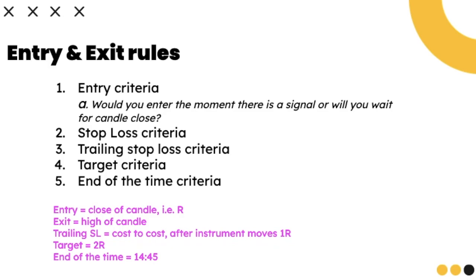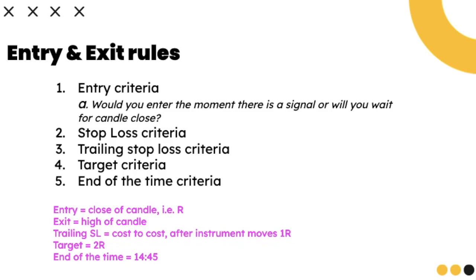Let us say you have entered at a price and the price has moved in your favor, in your direction, by 1R. Once it hits 1R, we are going to trail ourselves from minus R to 0, which means you're not going to take any loss once the price moves in your favor by 1R. Now the target is 2R. Since your stop loss is R, your target should be at least a minimum of 2R.